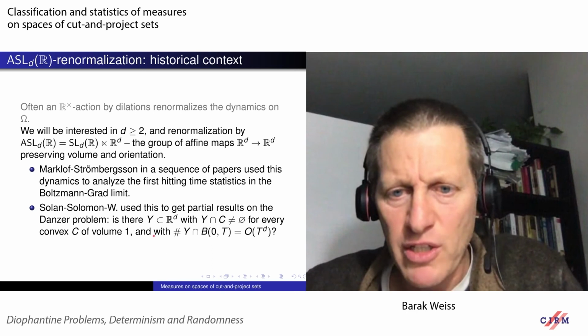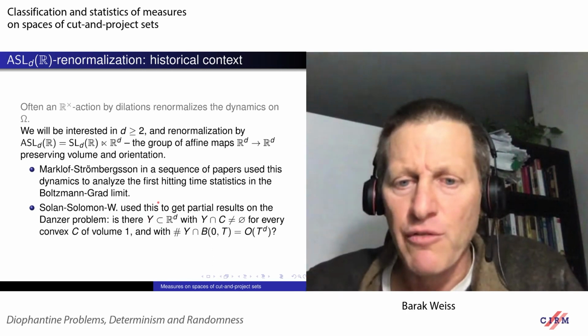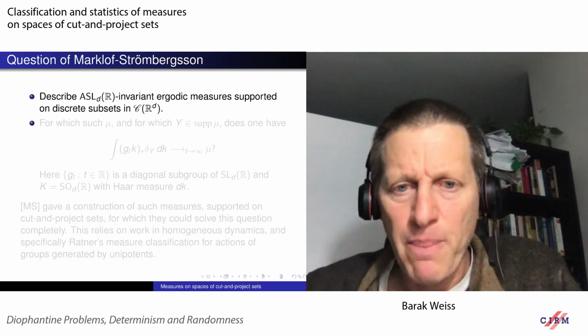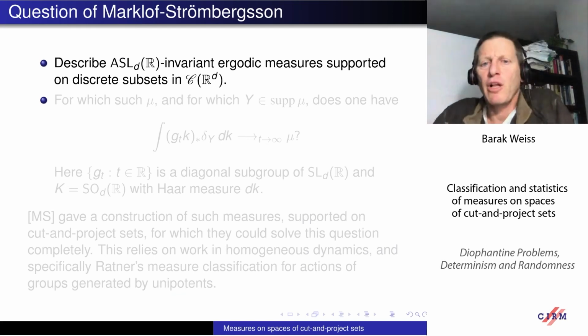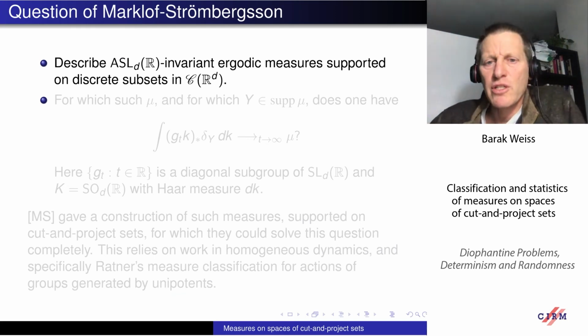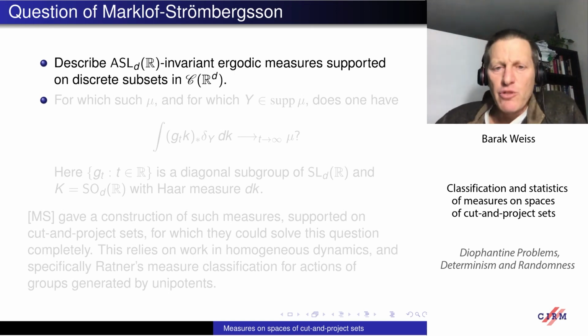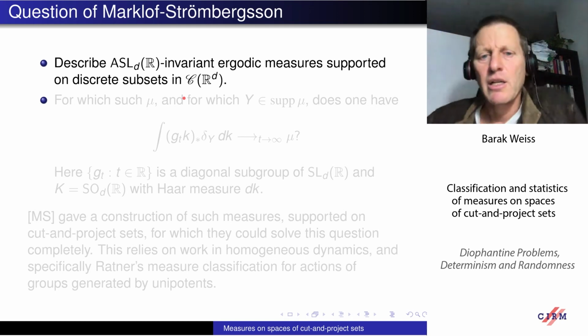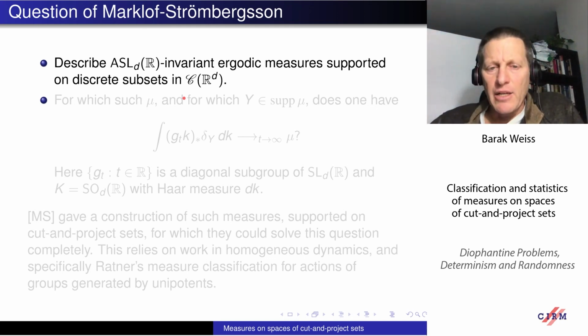Okay, so this was just a kind of advertisement for this ASLDR renormalization direction of study. Specifically, Marklof and Strömbergsson asked two questions about this ASLDR dynamics. First question: can we describe the invariant measures which are supported on discrete subsets? As I said, this collection contains all closed subsets. The discrete subsets are some kind of subset of this space, and they want to know which invariant measures one can put on this collection.